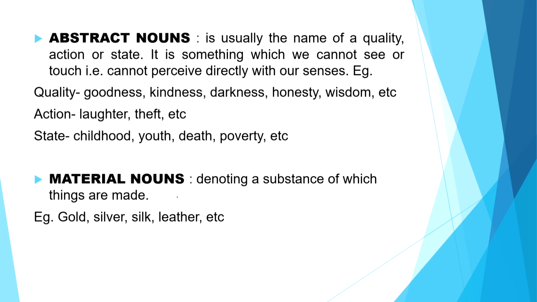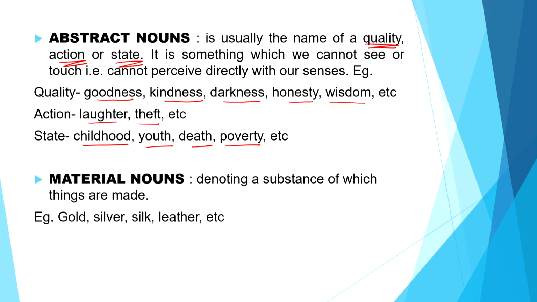Now, moving on, another category of noun is abstract nouns. Abstract noun is usually the name of a quality, action or state. It is something which we cannot see or touch, that is, something which cannot be perceived directly with our senses. For example, goodness, kindness, darkness, honesty, wisdom, laughter, theft, childhood, youth, death, poverty, and so on. So, these are all your abstract nouns.